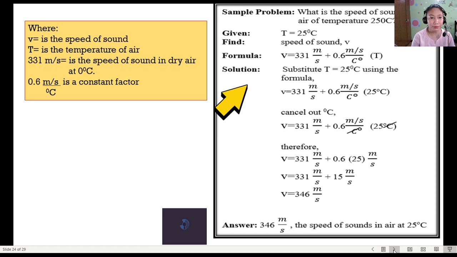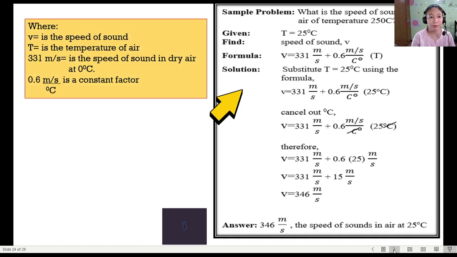So, tandaan natin, V is the speed of sound, T is the temperature of air, 331 meter per second speed of sound in dry air at 0 degrees, yun na yung base. And 0.6 meter per second per degree Celsius is a constant factor. So, kabisaduhin nyo lang 331, 0.6, and then kung ano yung binigay na temperature, multiply nyo lang then add.